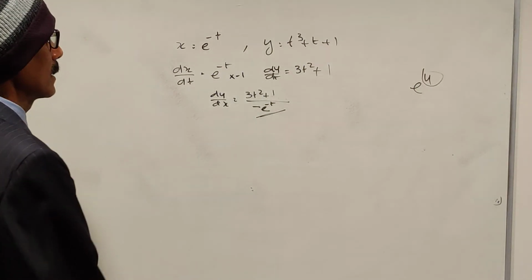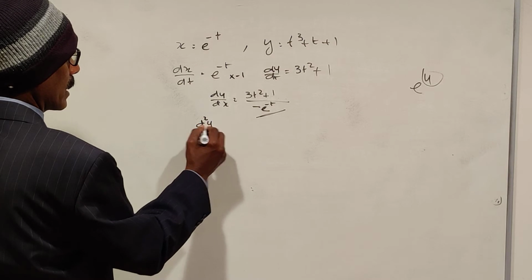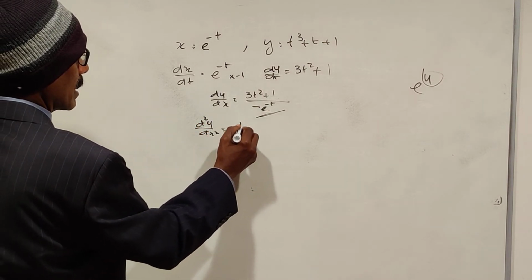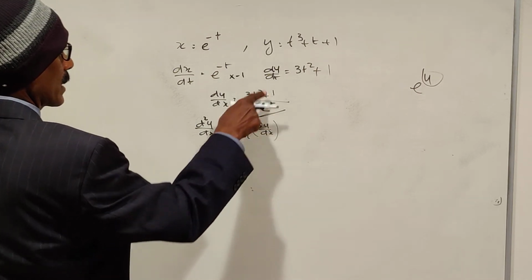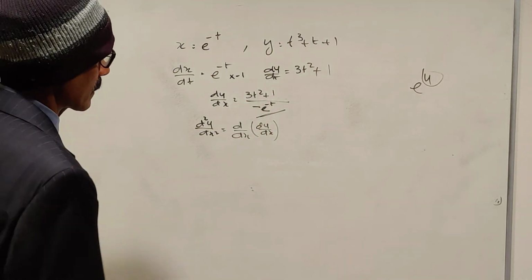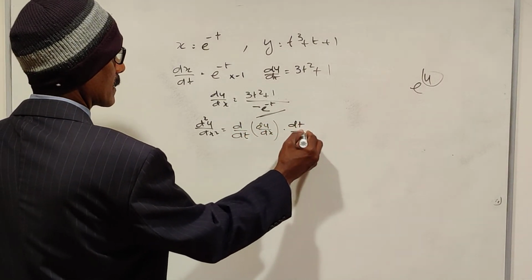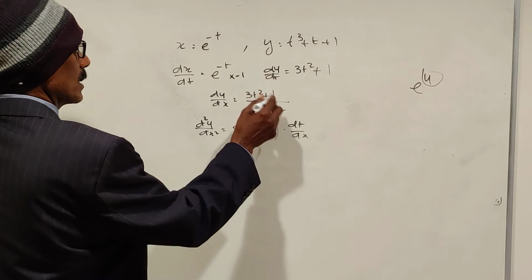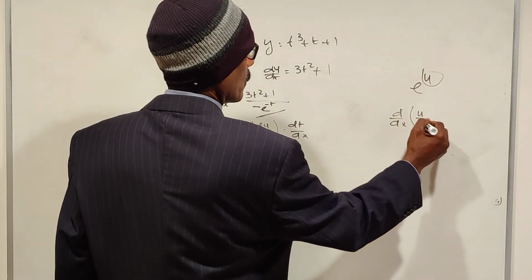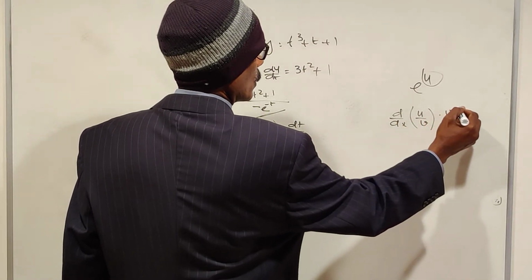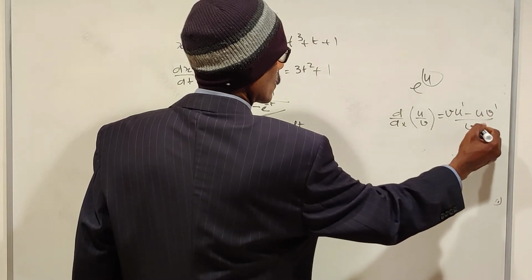Okay, that is dy by dx. Then d square y by dx square equals d by dx of dy by dx. You cannot differentiate this with respect to x. So differentiate with respect to t first, then multiply by dt by dx. With respect to t, quotient rule again. d by dx of u by v is v into derivative of u minus u into derivative of v, divided by v square. That is the formula.